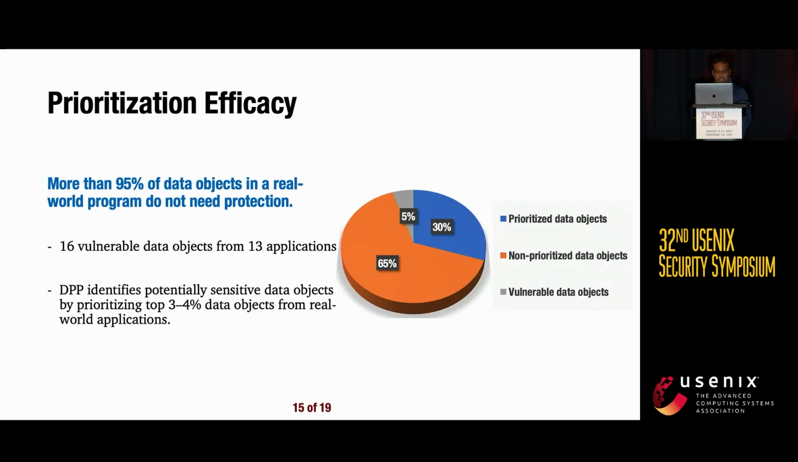The second evaluation, we want to see how effective our prioritization is. And for this, we extracted 16 vulnerable data objects from 13 applications. And we saw we can find these 16 vulnerable data objects in the top 5% of our prioritized data objects, meaning that if we leave the rest 95% of data objects, we can still protect these 16 vulnerable data objects.